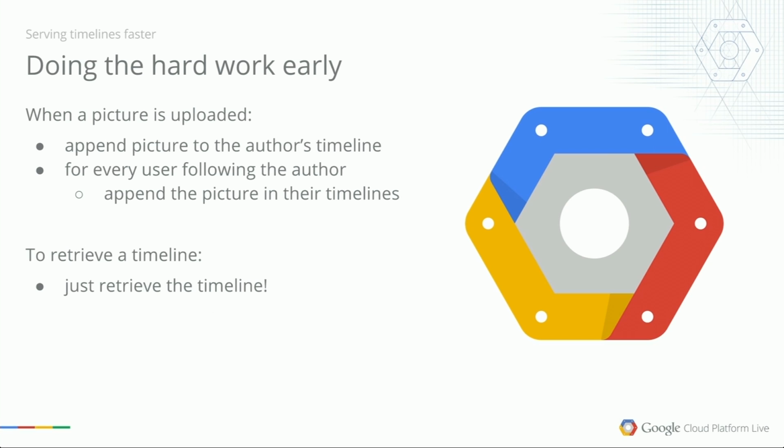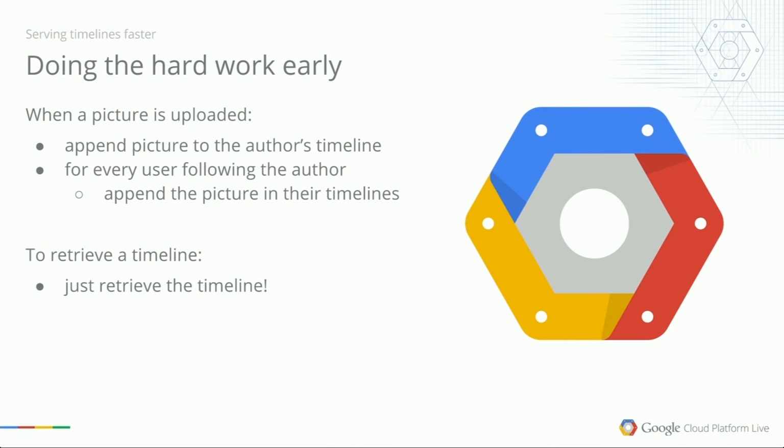Instead, what we want to do is to do the work as early as we can, so when we're actually serving the timeline, everything is ready for us. So every single time there's a new picture, we're going to, as before, put that picture into the data store. But at the same time, we're going to have this idea of the timeline, which is materialized as a list of picture IDs. And we're going to go through all the users following this user, and we're going to append that picture to the list. It's going to say, hey, there's a new picture there. And then when we want to retrieve the timeline, we just get the list and send it back.